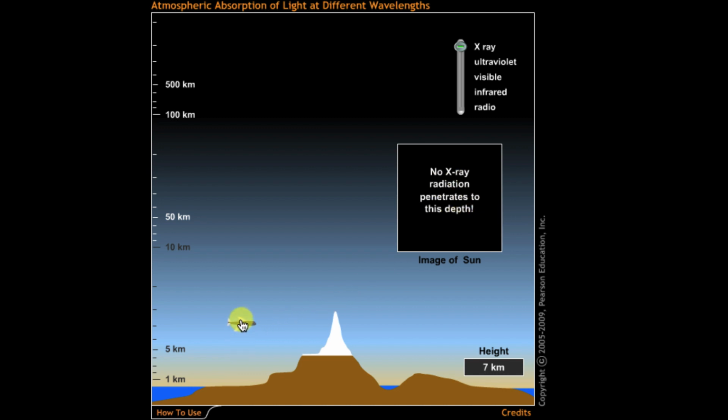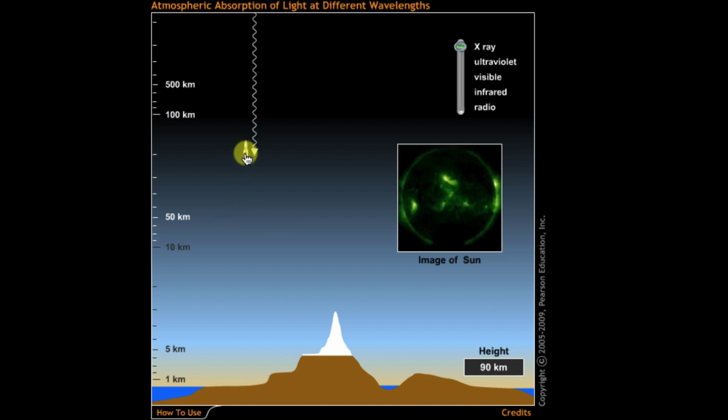If we come up a little bit higher, a little bit higher, still no X-rays penetrate to this depth. We keep going higher and higher. Now we're kind of in a rocket or something. Still no X-rays penetrate to this depth. Let's keep going up, up, up. And now we can get to a height where we can see the X-rays. And so this is an image of the sun giving off X-rays.